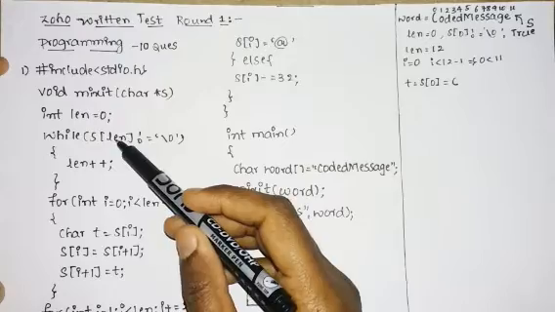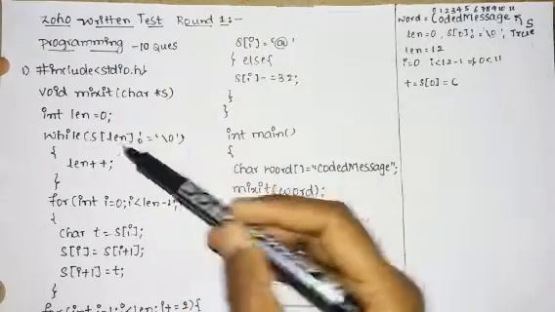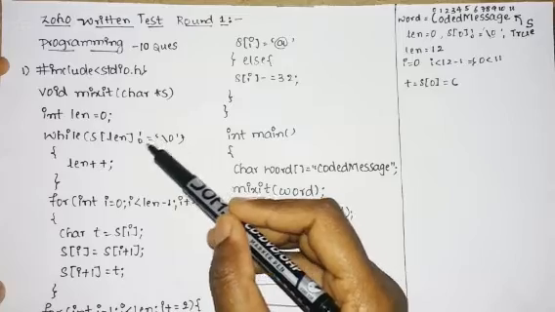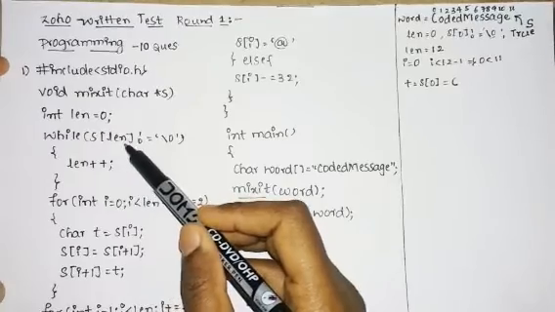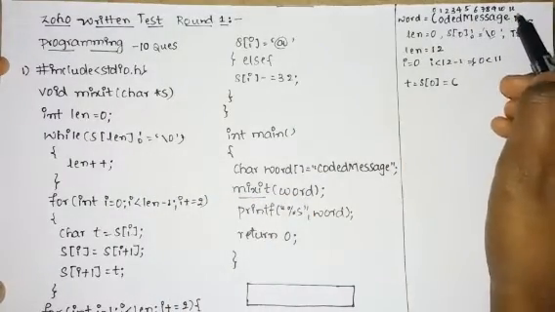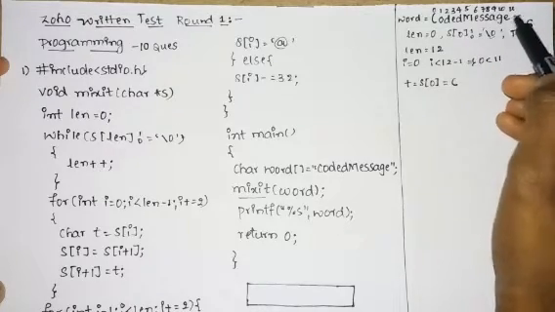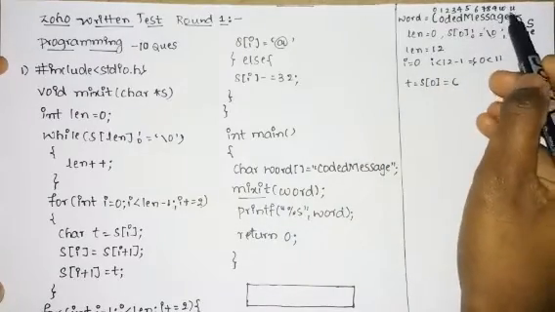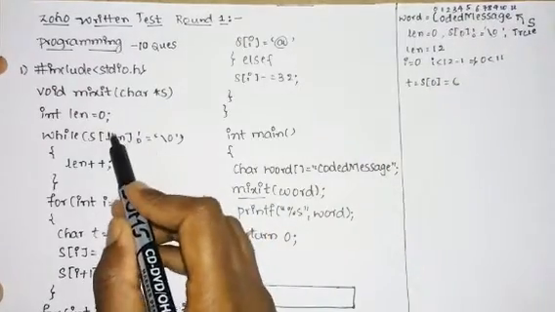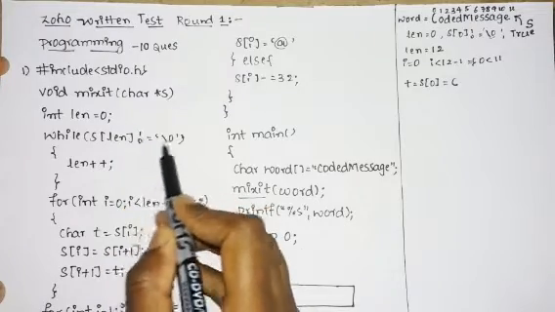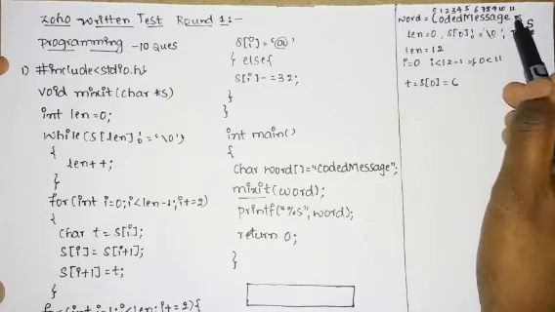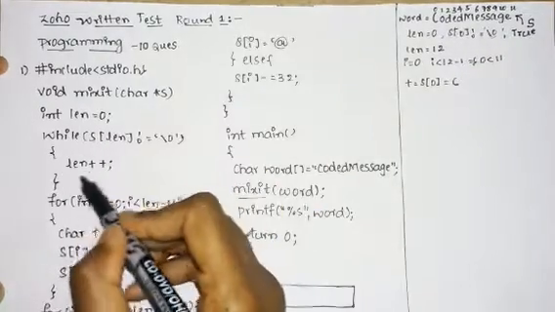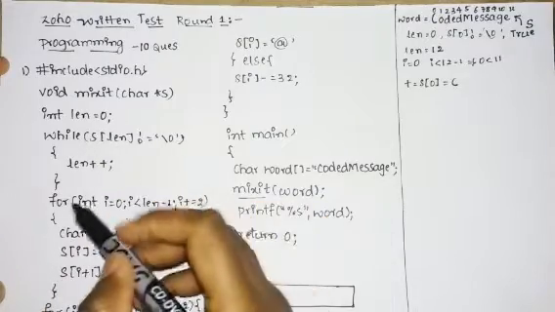When length becomes 11, s of 11 is the character e, which is not equal to the null character. Again the condition is true, and finally the length is incremented. At this point length becomes 12. So after 11 we have 12, which is the end of the string, the null character. Whether s of 12 is not equal to null, the condition becomes false, because s of 12 has no character and refers to the end of the string, which is null. So the condition becomes false, and therefore it enters the for loop.